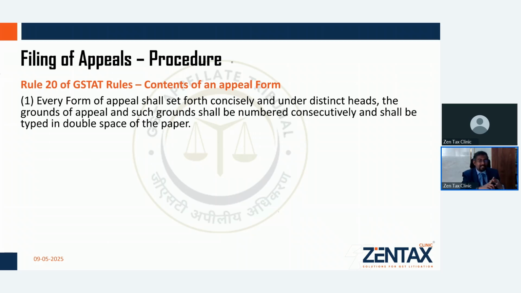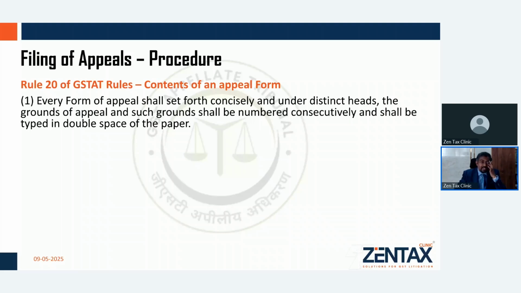You are challenging the service of the notice, then that is a separate ground. You are challenging the limitation of the issuance of the show cause notice or the order thereunder, that is a separate ground. You are challenging the entire proceedings based on invalidity of the DIN number which is quoted in the show cause notice, that is a separate ground. You are challenging the factual accuracy of the details presented in the show cause notice or the order in original or the appellate order, as the case may be, then that is a separate ground.